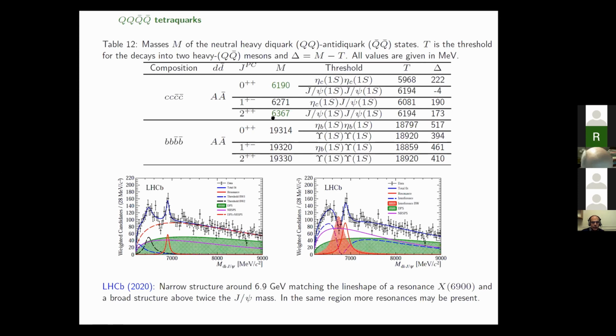And as we see from this table, this broad structure is in very good agreement with our prediction for this tensor 2++ state, which is just located over here.